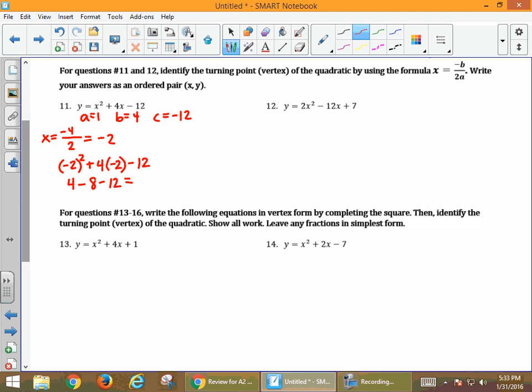This would be negative 16. So my point, the x value is negative 2, the y value is negative 16.